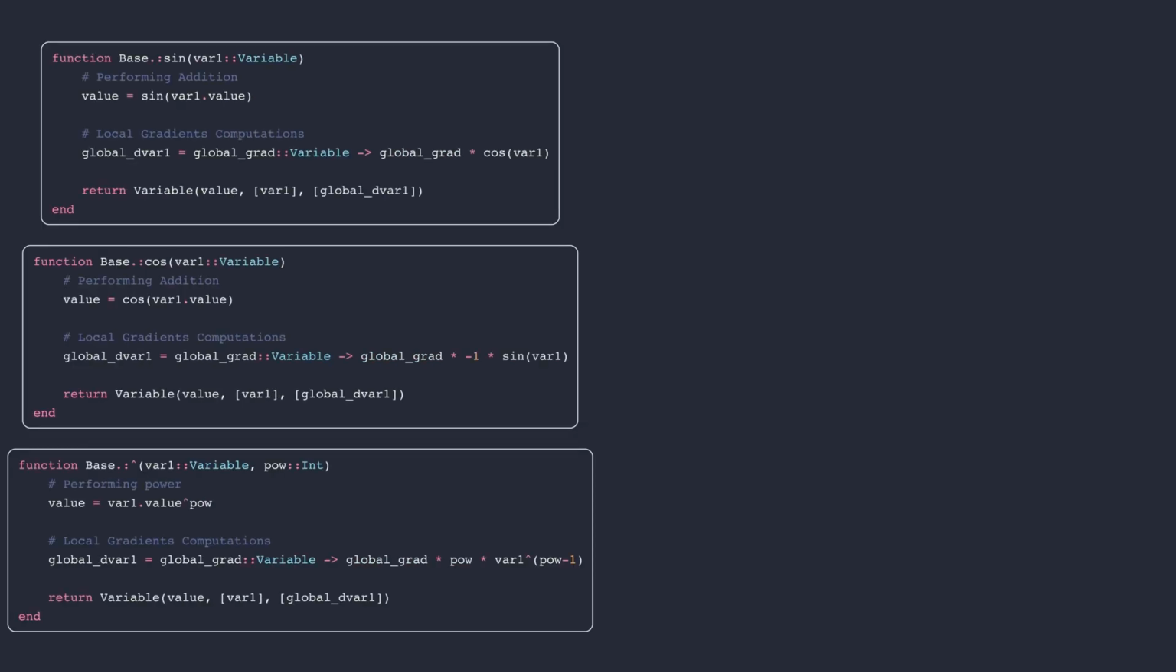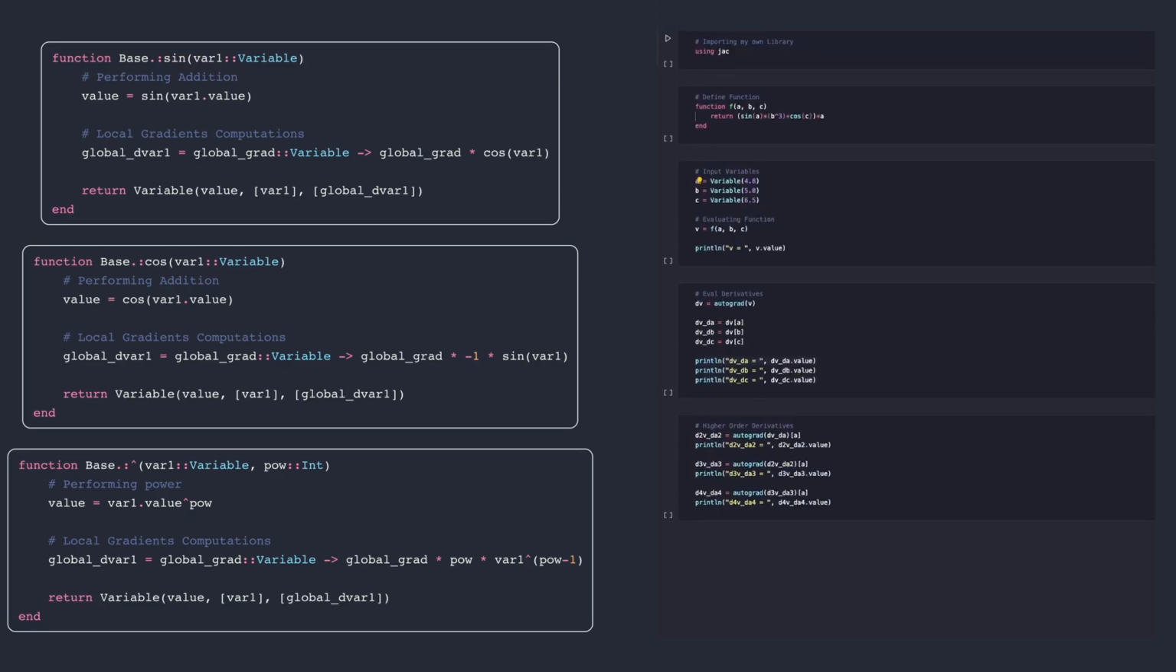So far, I could only do addition and multiplication. Well, that's not so interesting. However, adding support for more complex operations is very easy. Just define the operation with appropriate chain rule and you're good to go. In this, I've added sine, cosine, and power operations. You can see how easy it is to expand this library.